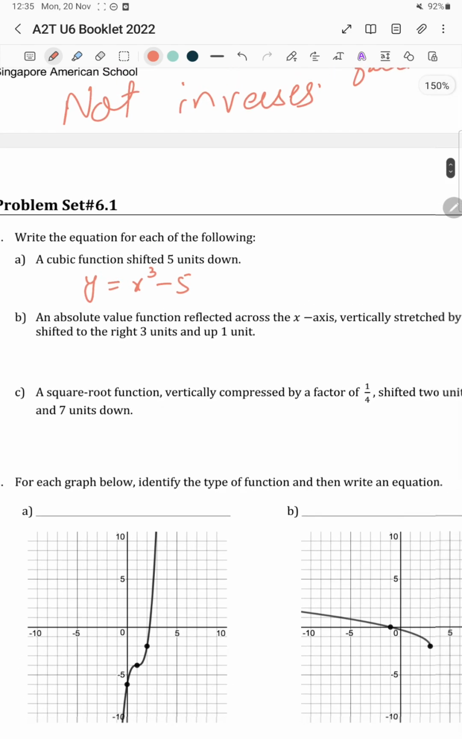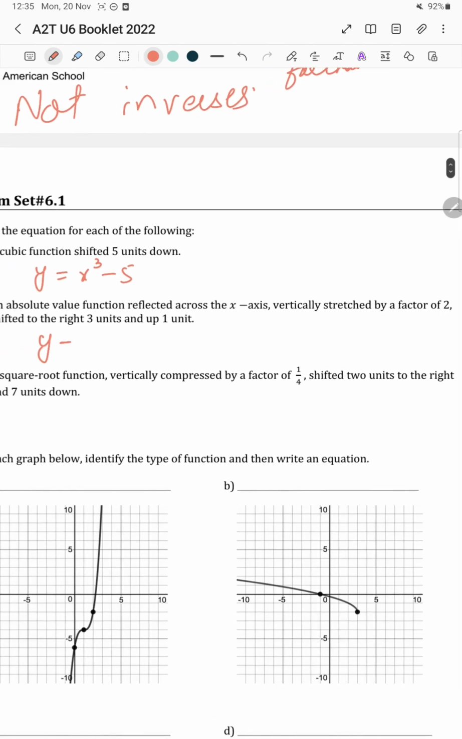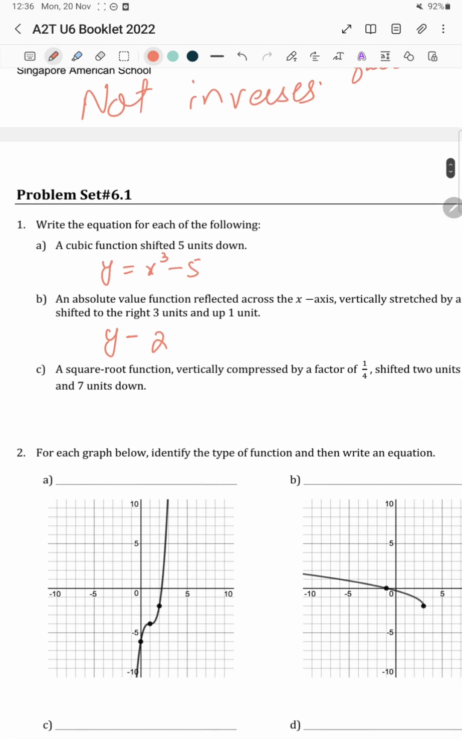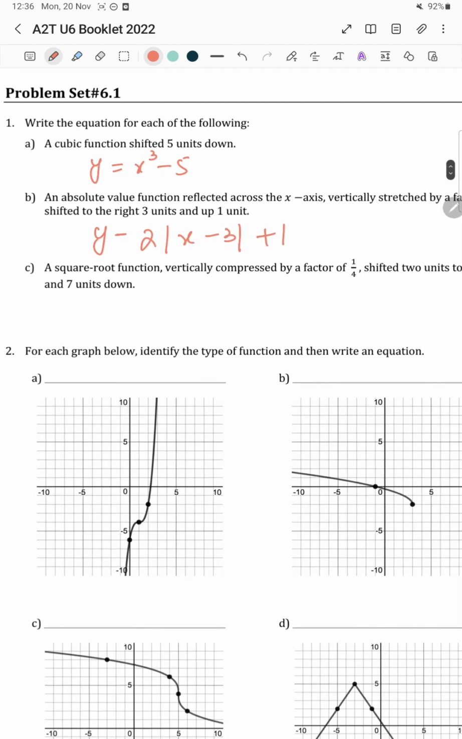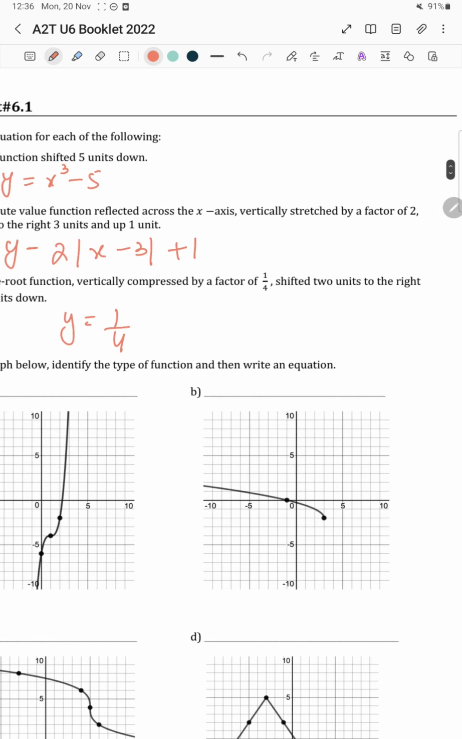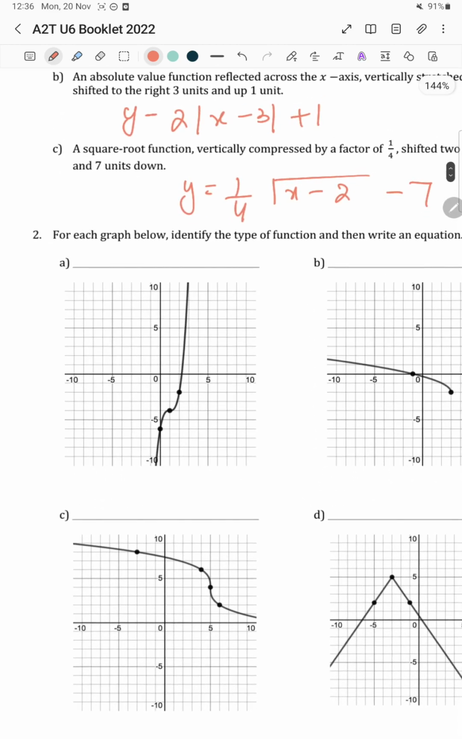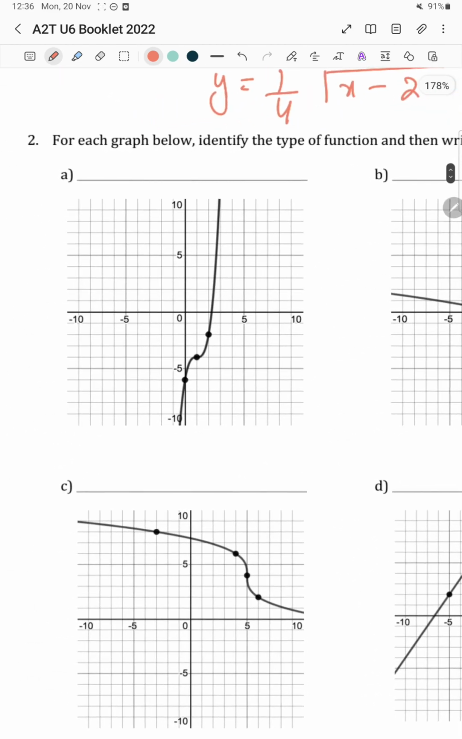An absolute value function reflected across the x-axis means y is equal to a negative sign, vertically stretched by a factor of 2, shifted to the right and moves up. A square root function vertically compressed by a factor of 1 by 4, shifted 2 units to the right and 7 units down. For each graph, we'll identify the type of function and then write the equation.